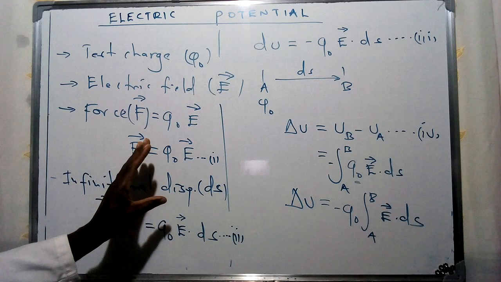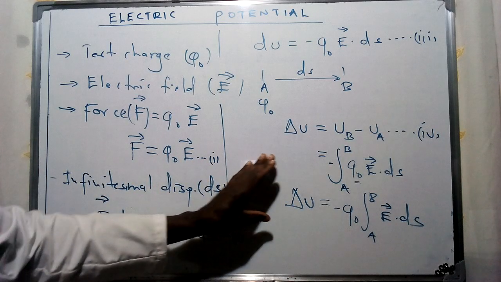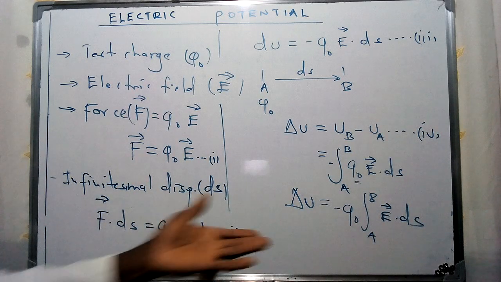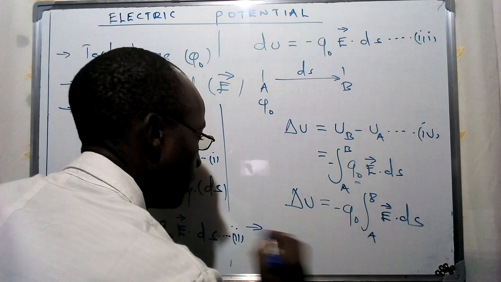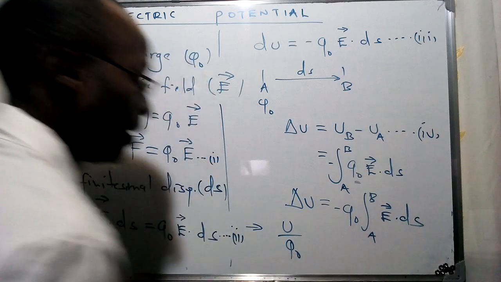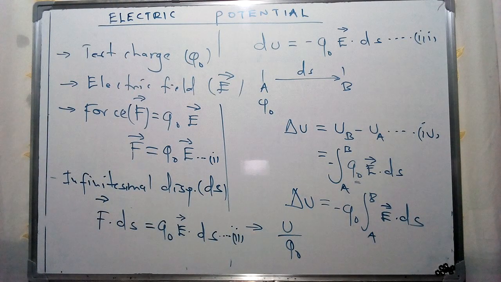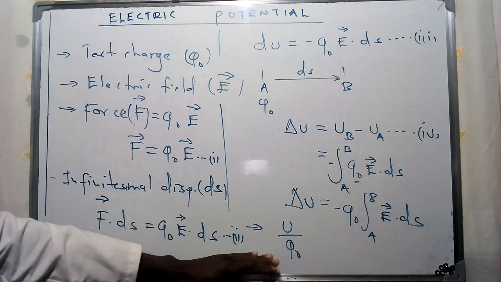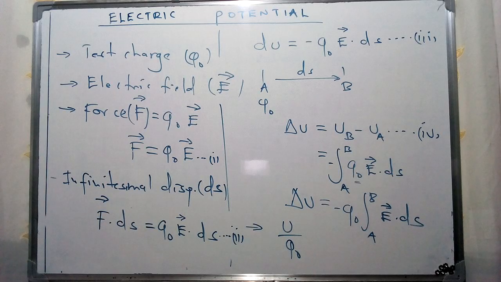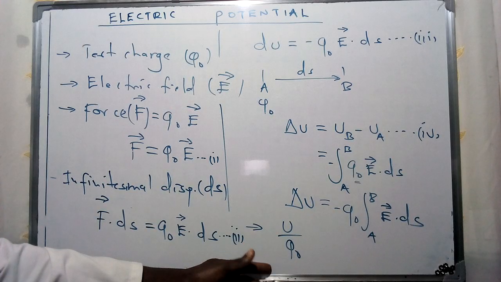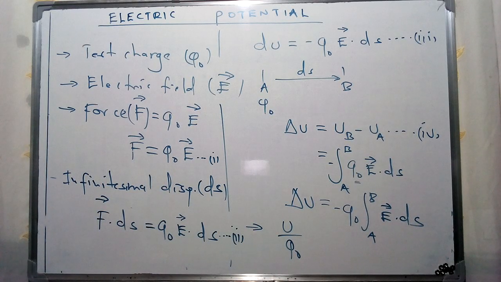Now, the potential energy per unit charge from this specific case can be given as U over Q naught. So this is going to be the potential energy per unit charge at this specific point, given as U over Q naught. And therefore, U over Q naught is going to be independent of the charge, and it's going to have a specific value at every point in this electric field under consideration.